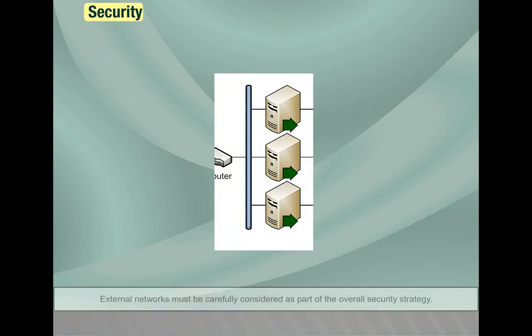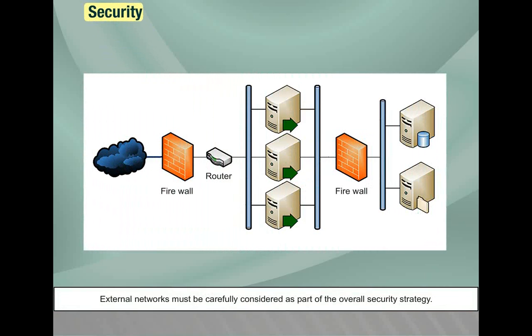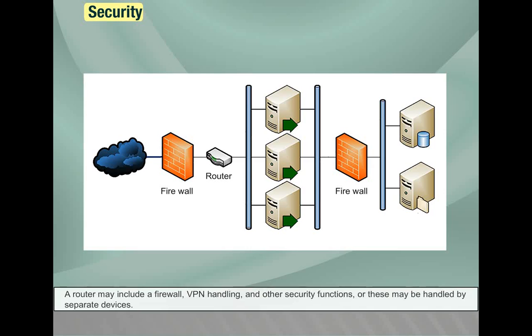Security. External networks must be carefully considered as a part of the overall security strategy. A router may include a firewall, VPN handling, and other security functions, or these may be handled by separate devices.